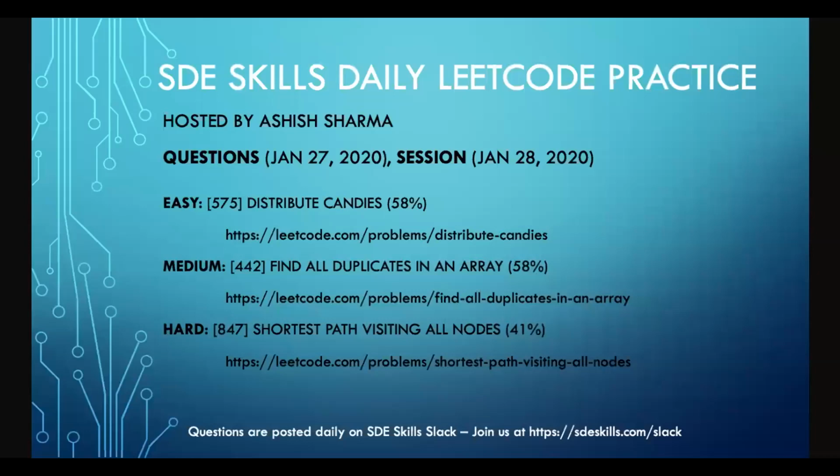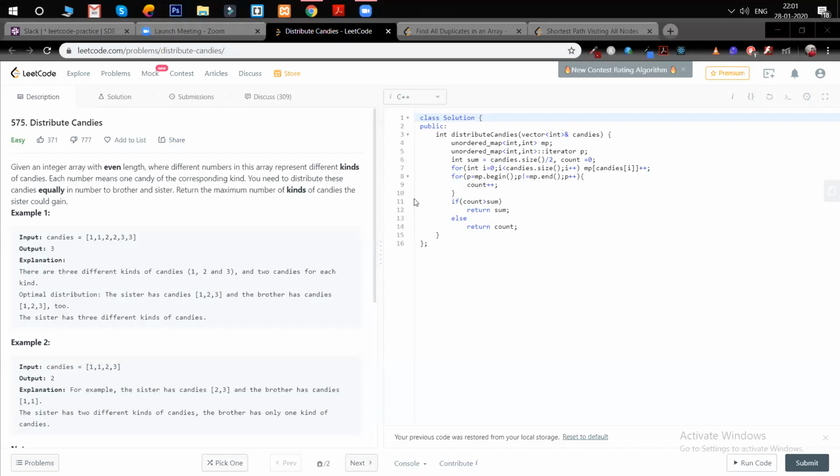Yeah, thanks Vivek for the introduction. And hello everyone. So we are again back with the daily lead code practice sessions. So let's start with the easy problem. It's from the easy bucket, and the name is distribute candies.